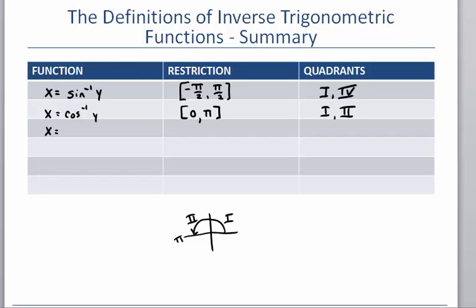For our tangent inverse function, our restriction goes from negative pi over 2 to pi over 2. And note the parentheses that I'm using here because we know that the tangent function is not actually defined at pi over 2 or at negative pi over 2 because we have asymptotes on the graph. Okay, it does not change the quadrants, so we'll use the same quadrants that we used for the sine, so either 1 or 4.